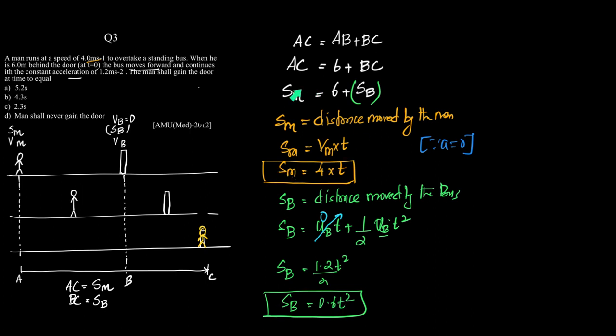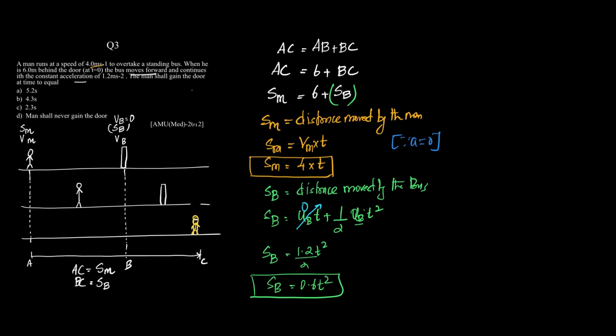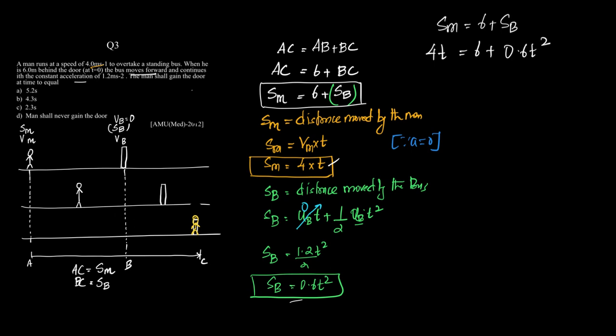What can we do? We can substitute in this equation. And when we do that, what do we get? What we get is SM, which is 4t. I think it would be better if I write down this equation once again. So SM is equal to 6 plus SB. What is SM? SM we have found out as 4t, is equal to 6 plus, what is SB? SB is 0.6 t square.